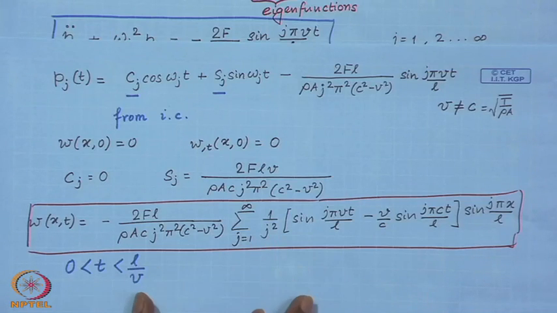So, after this you will have to solve an initial value problem to understand how the string behaves after the force has left the string. So, that is an initial value problem which you have to solve using the final conditions from this solution, and we have already seen how initial value problems are solved.